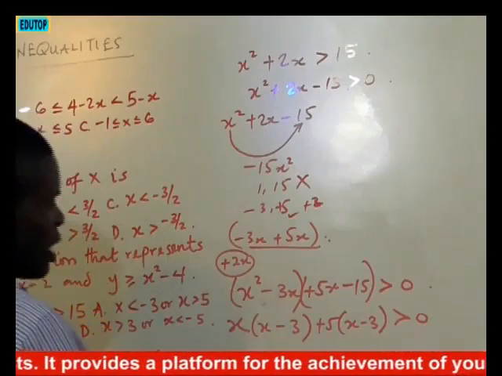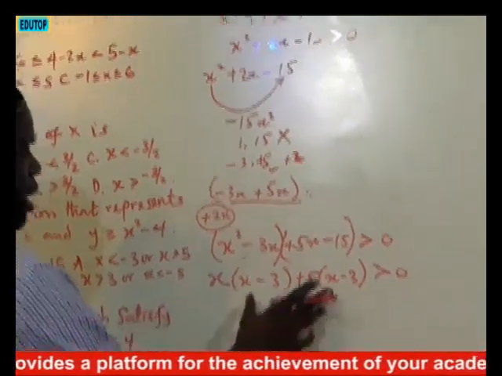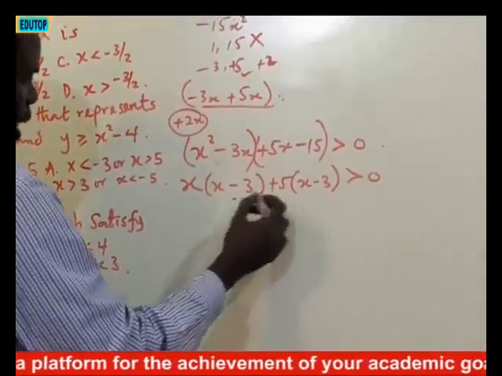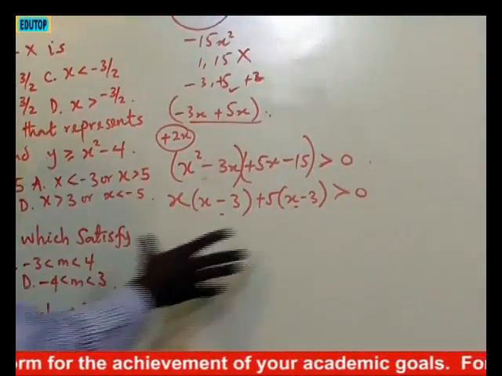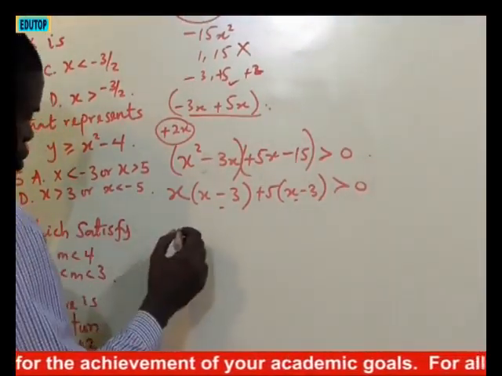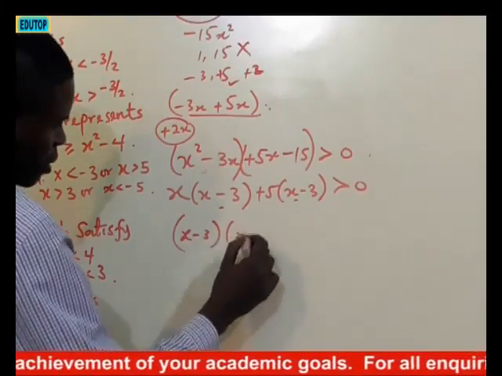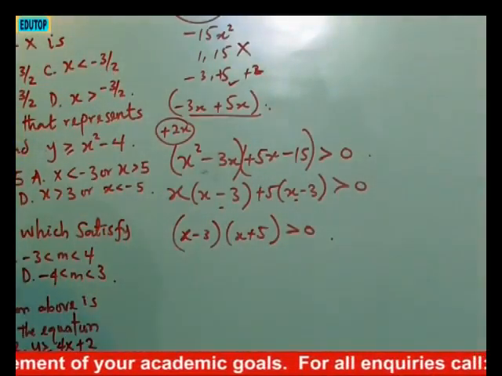I said earlier that before you can convince yourself beyond reasonable doubt that you have succeeded in factorizing a quadratic inequality of this kind, the content in the bracket must be the same. That is the only condition. Then in this situation we have this. Then the next thing we need to do is to simplify, which is x minus 3, x plus 5 greater than 0. Now we have gotten to the junction.